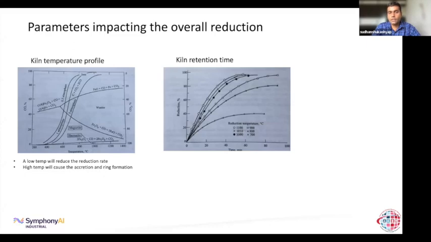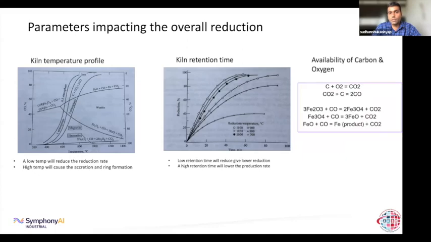And if you look at the kiln retention time and reduction, it's very obvious: you put a material longer in the reactor and give it more time for reduction, then of course you are getting a higher reduction. But increasing retention time also reduces the overall throughput, right? Because you're keeping the material longer in the reactor itself. So there should be a good balance on the kiln retention time as well.